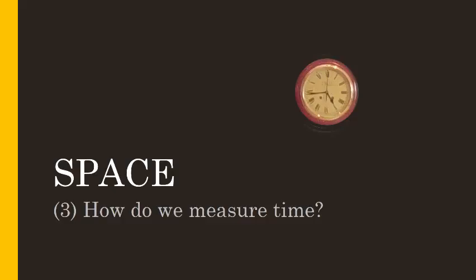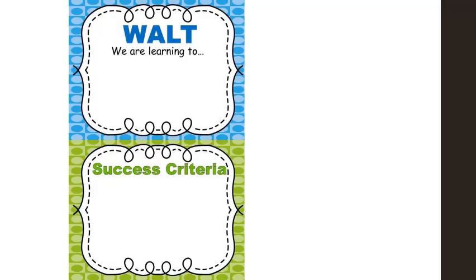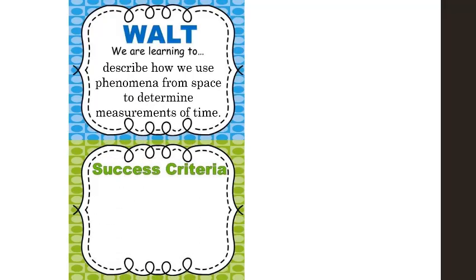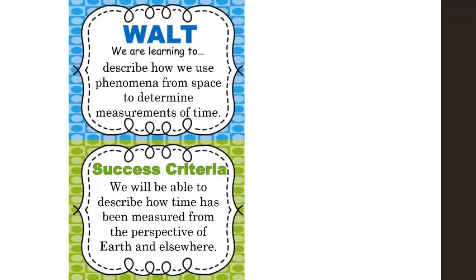So here is a picture of a clock we have on our wall, and it asks the question, how do we measure time? Obviously, we look at the clock and we can measure time that way, but how did that all begin when we're looking at phenomena from the universe? So what we're learning to do is to describe how we use phenomena from space to determine measurements of time. And we'll be able to describe how time has been measured from the perspective of Earth and elsewhere.